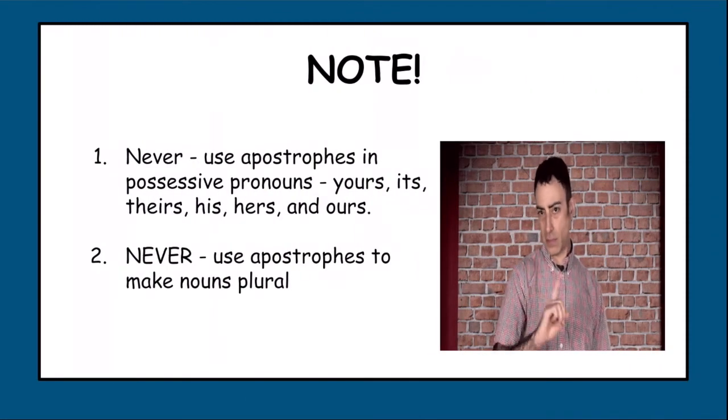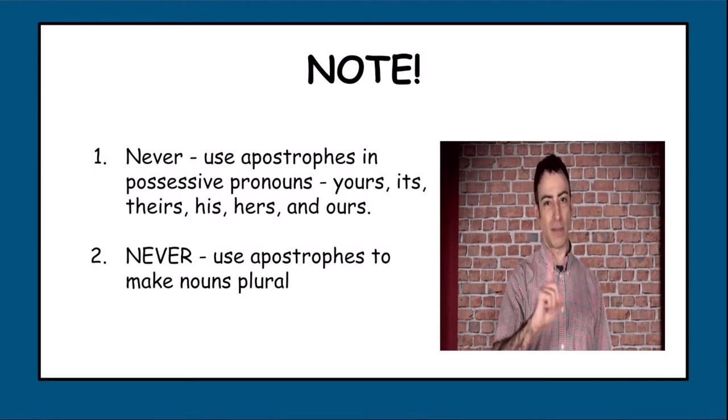So here are a few things that we need to note. We never, ever, ever use apostrophes in possessive pronouns like yours, its, theirs, his, hers, and ours. That's a big no-no. We don't do that. And then we never use apostrophes to make nouns plural, because later on we're going to look at different ways to make nouns plural. For example, baby. If we want to say there's more than one baby, we would change the Y to IES, but we're not there yet. So right now, we're not going to do that.